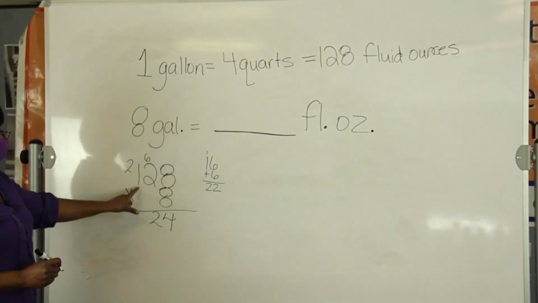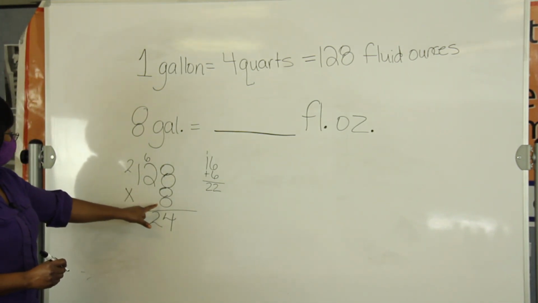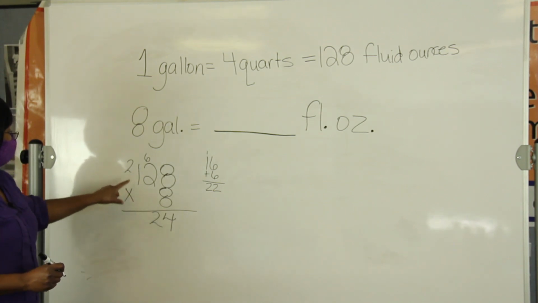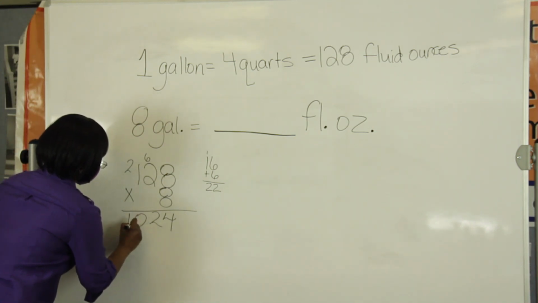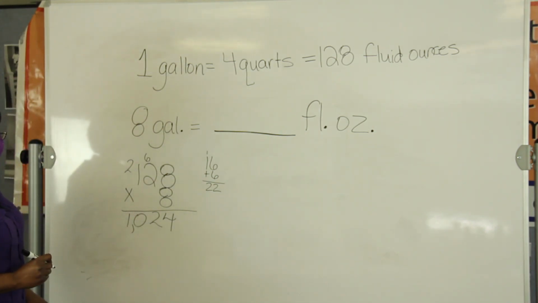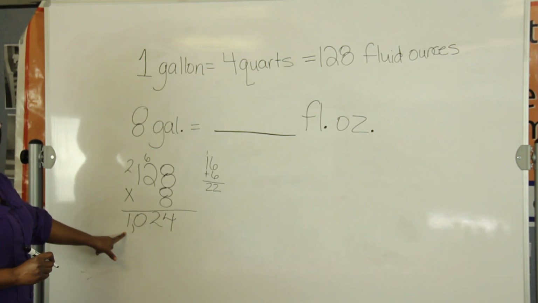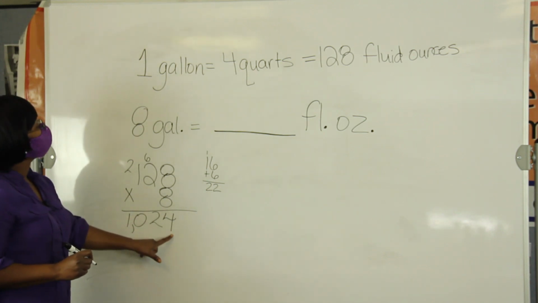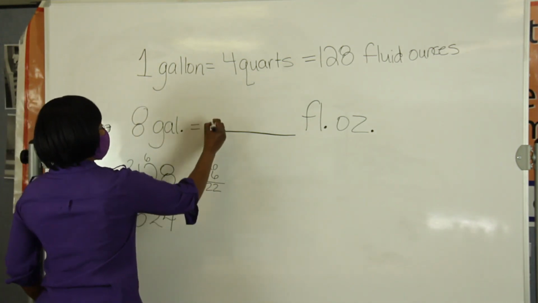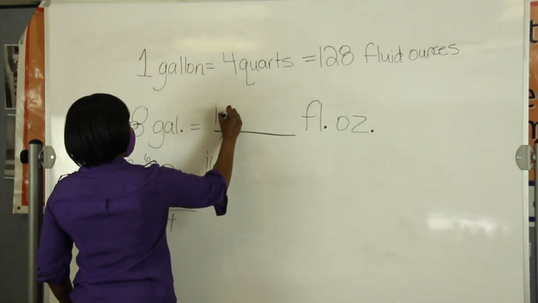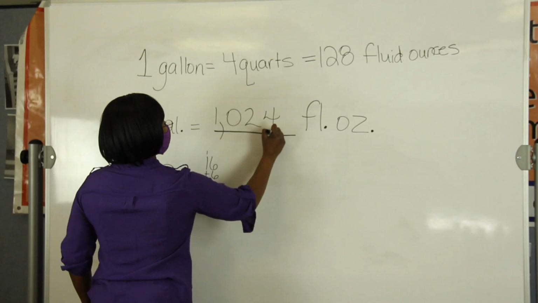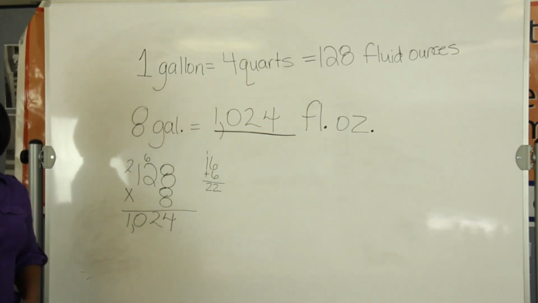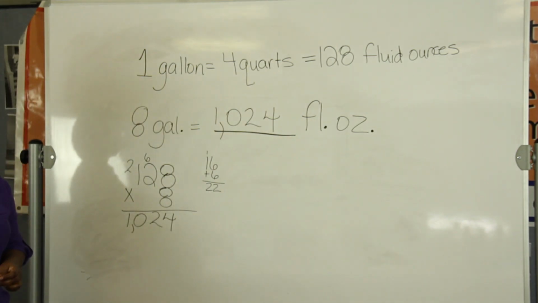Now, start with the big numbers. 1 times 8 is 8. And we're going to add 2, which is 10. So we have 1,024. So the number of fluid ounces is 1,024. And that's how you change units.